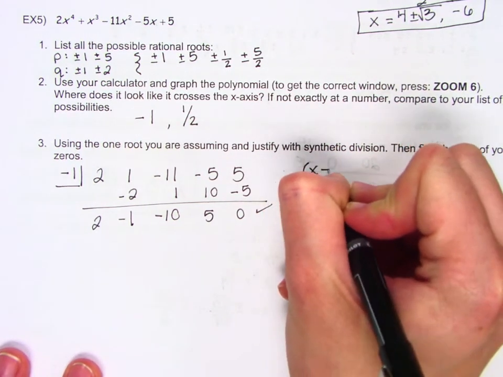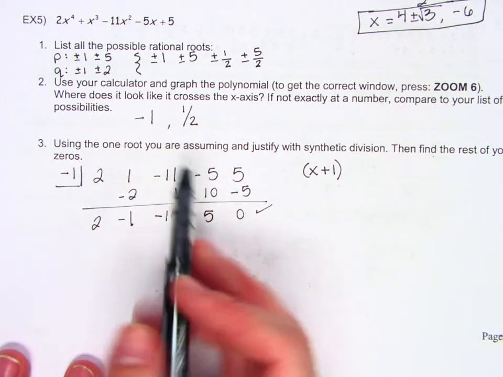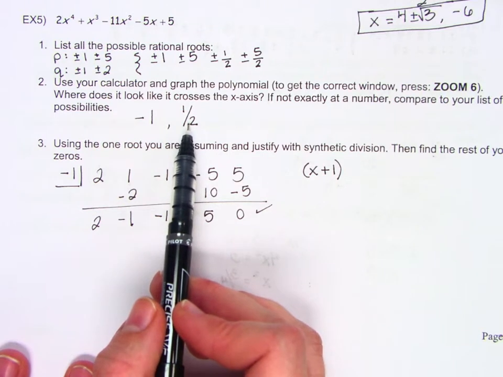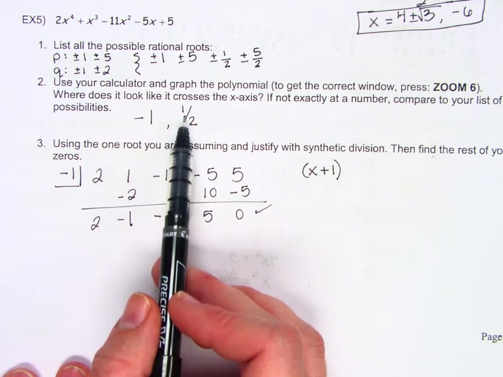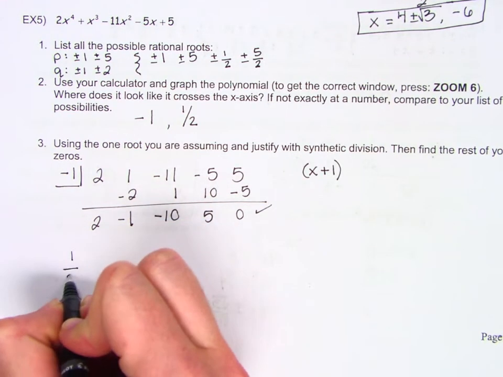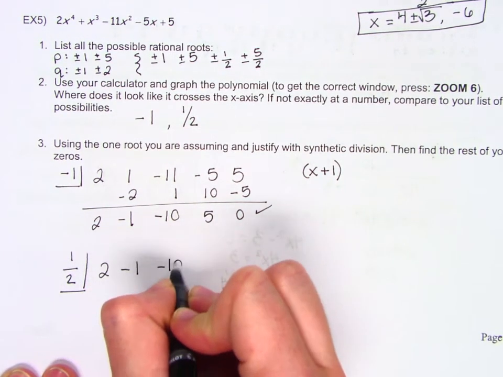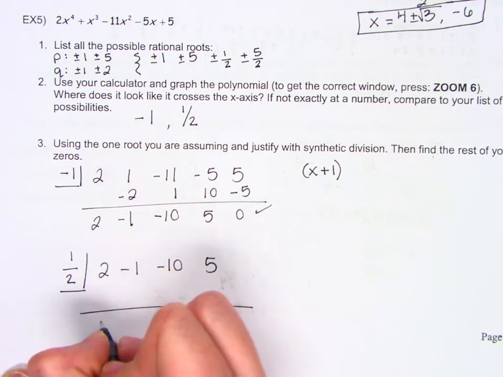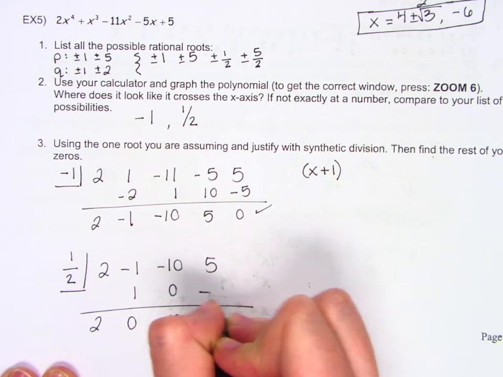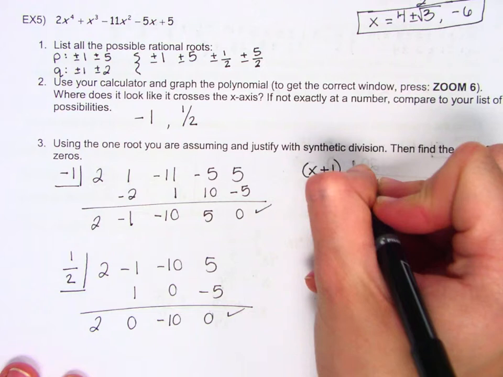So we have one root, x plus 1. Now from here, that other root, 1/2, it looked very convincing that that's where it crossed. You can now check the 1/2 from what we've already just simplified. So I can say 2, -1, -10, and 5. Bring down the 2, positive 1, 0, 0, -10, -5, 0. Yes, there's another root for us. Woohoo!